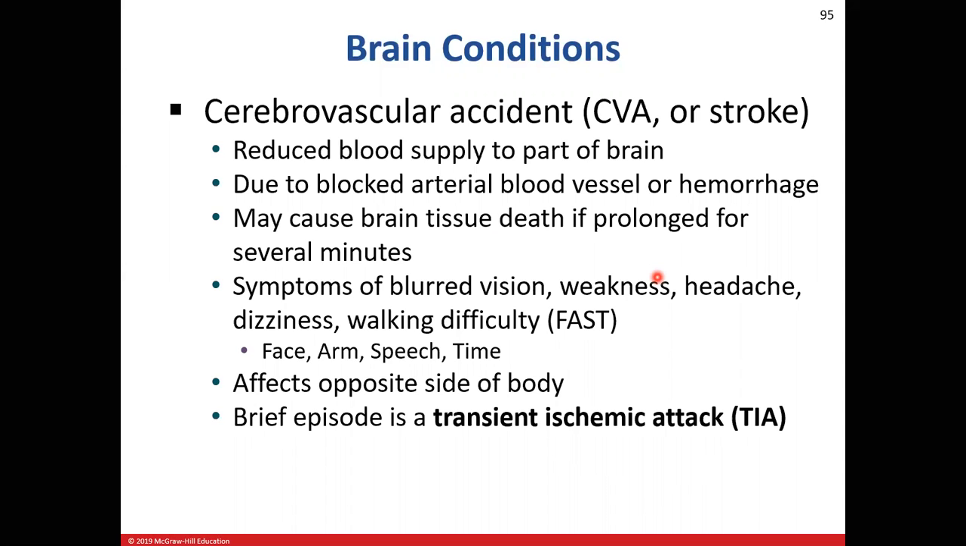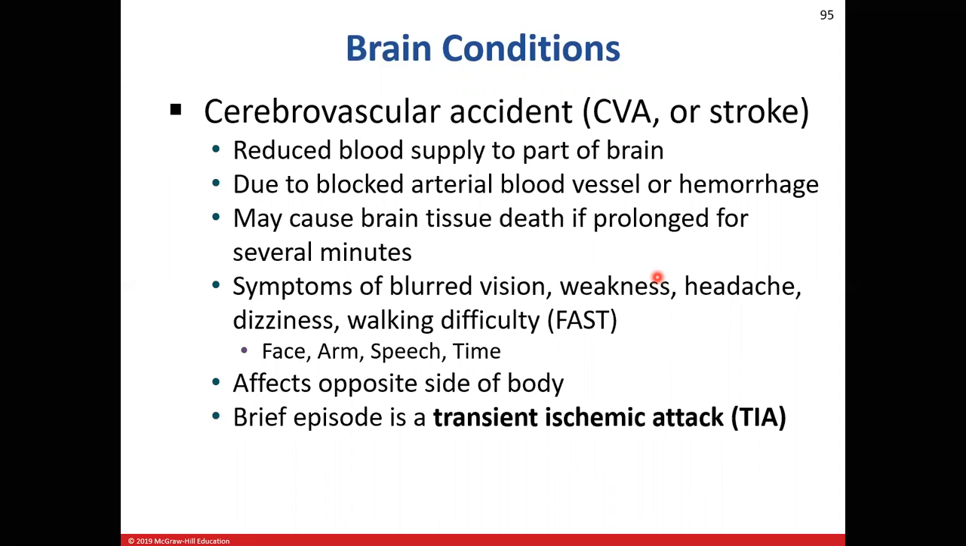With a CVA, it can typically cause brain tissue death if it's prolonged for several minutes, because brain tissue is one of those organs and one of the type of tissue that needs oxygen on a very constant basis. If you go without oxygen for just literally a few seconds, you actually run the risk of passing out. It's what happens if your carotids get cut off, or if you ever see a chokehold that gets too tight. It can actually compress the carotid vessels and prohibit blood from actually getting to the brain.